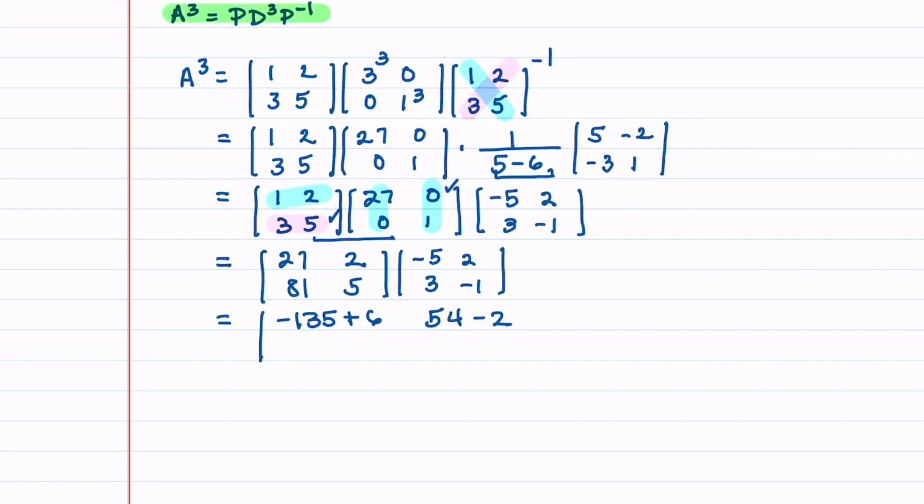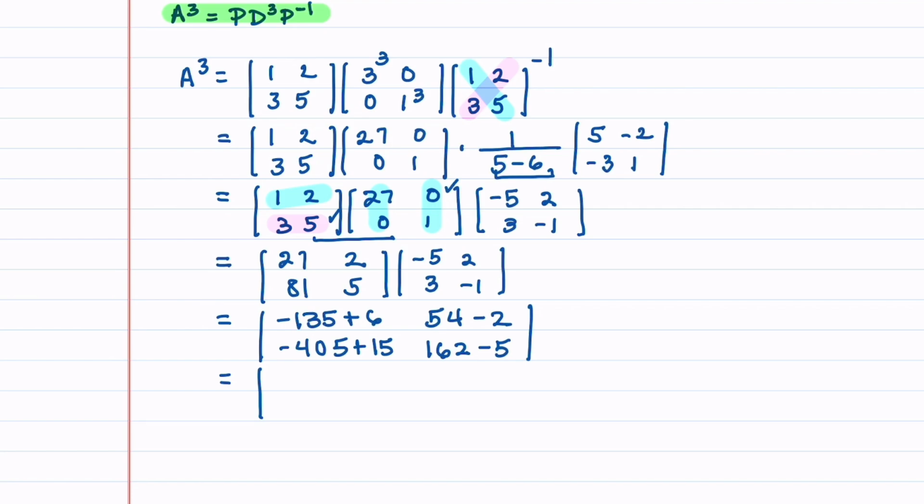And in the lower left, it's going to be, let's see, 405. So that's going to be minus 405 plus 15. And then we're going to have a 162 minus 5. I always tell my students, don't try to do too much in your head. It's okay to write out extra steps.